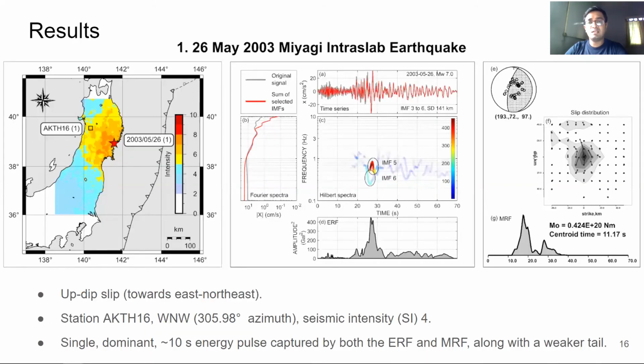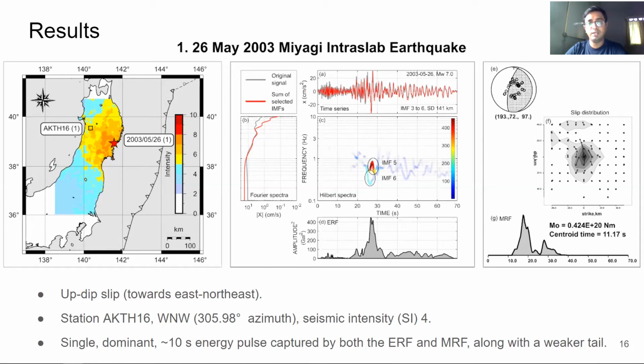Now we present results from an analysis of 5 earthquakes. For each event, the results are summarized in 3 figures. In the figure on the left, we show the shaking intensity map for the event, marked along with the corresponding station used in the analysis. The figure in the center shows the results from the strong motion analysis, with the energy rate function shown at the bottom. Similarly, the figure on the right shows the results from waveform modeling, with the moment rate function at the bottom.